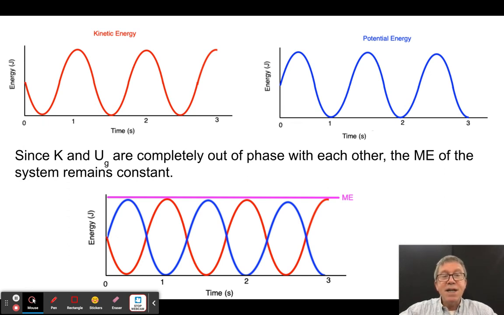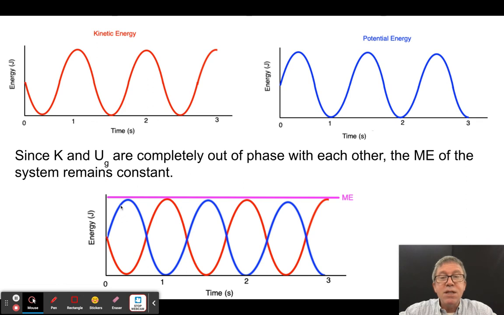Because kinetic energy and potential energy are perfectly out of phase with each other, if I plot them together, and College Board likes to show you this because it's really cool. We'll do this in class ourselves. What we see is that the kinetic energy and the potential energy are completely out of phase with each other. So when potential reaches a maximum, kinetic reaches a minima, and vice versa.